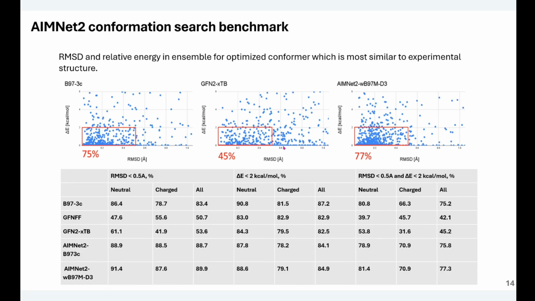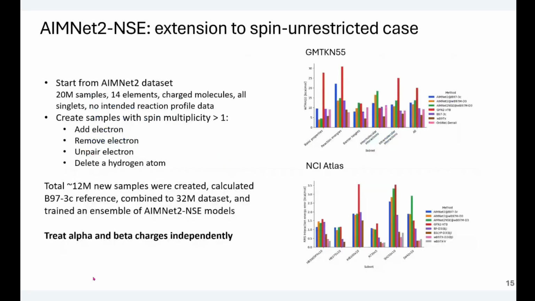And overall, AIMNet for this benchmark, a mindless conformation benchmark, I would say, greatly outperforms GFN-FF and GFN2-XTB, and AIMNet trained on omega B97M. Again, it's pretty close to B97-3C, the DFT method. So it's a very good result.